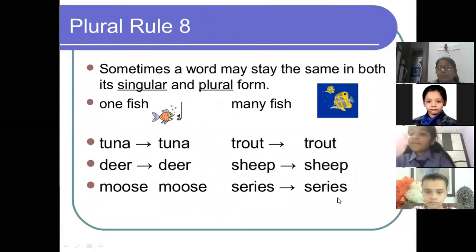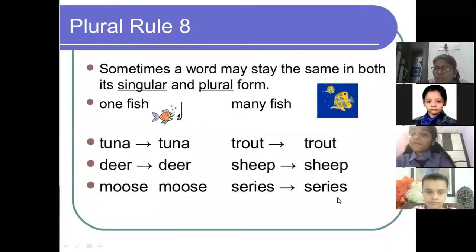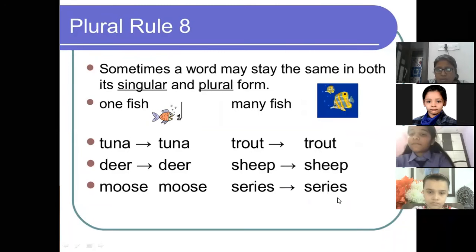Next is, sometimes a word stays same in singular and plural. For example, simple thing is, sometimes you people also speak wrong. How? We say fishes. Fishes is a wrong word. Fish means one fish. And if you are saying for more than one fish, then we say many fish. We can't say fishes. These are the two species of fish, tuna and trout.